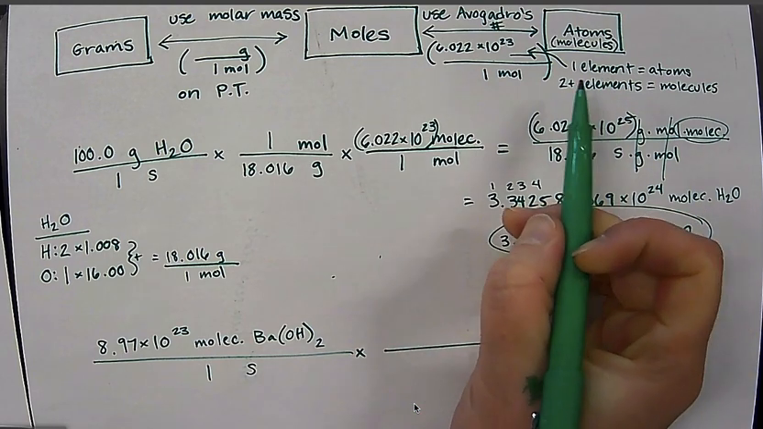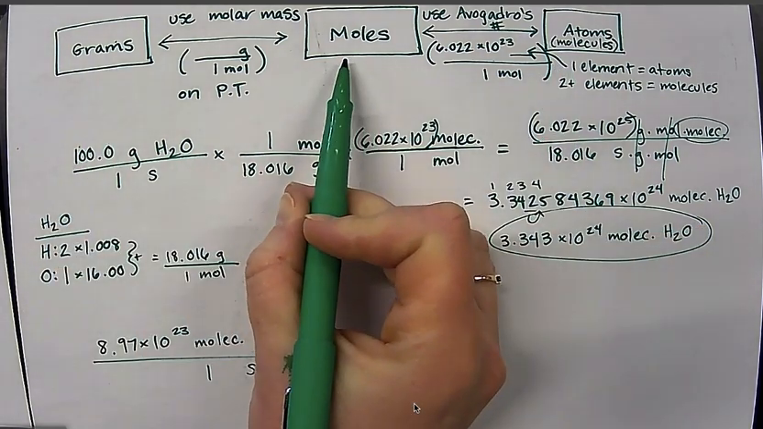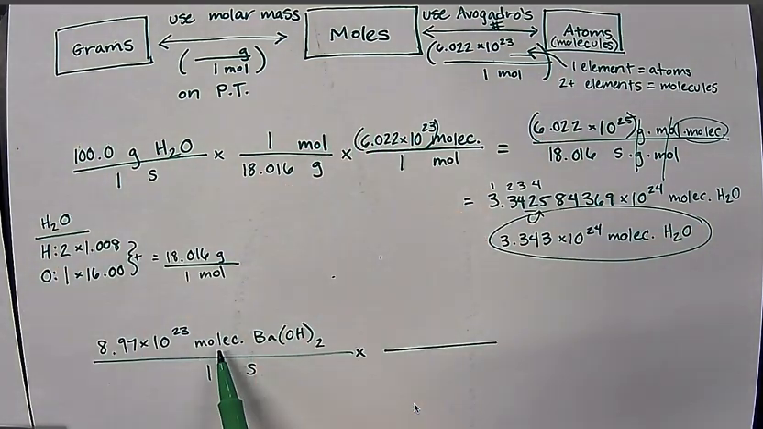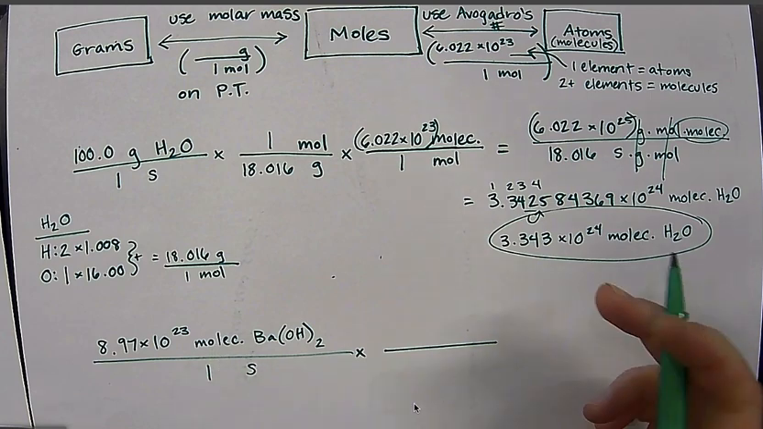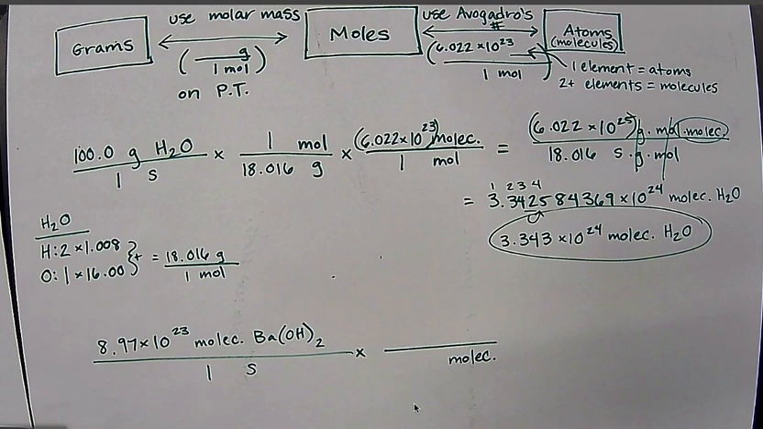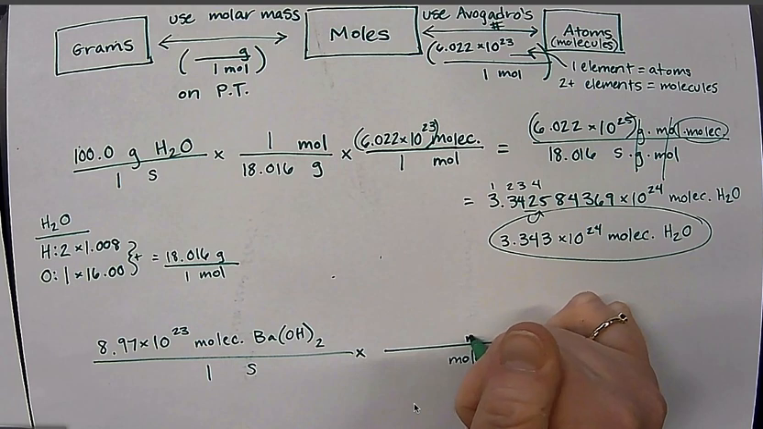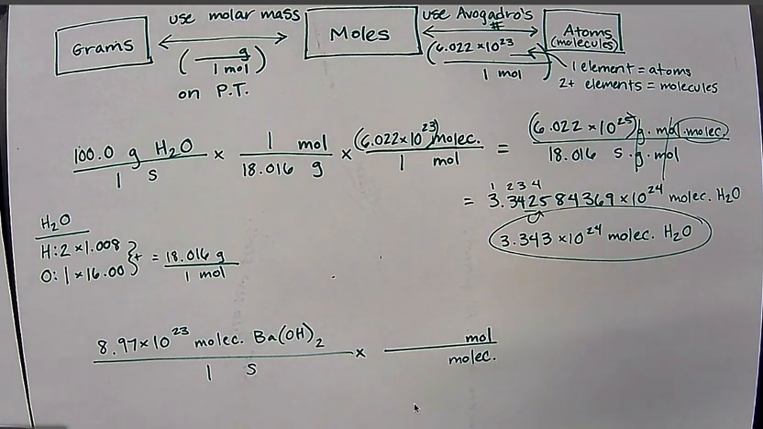Now in this case, I can't go directly from molecules to grams. I have to go to moles first. Well, you need to cancel molecules, so it has to go on the bottom of the next fraction. Put the numbers after we put the units where they go. We'll let the numbers follow those units. I can cancel out molecules, and then I can get from molecules to moles. So moles will go on the top of the next fraction.